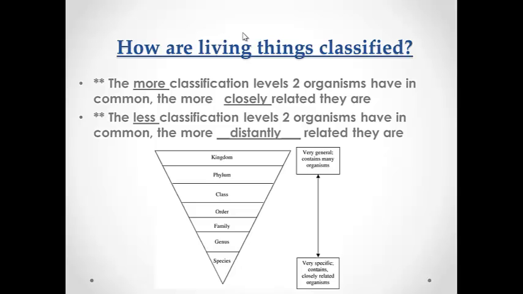The more classification levels two organisms have in common, the more closely related they are. We said this on the first slide earlier when we were talking about the cladogram. The fewer classification levels two organisms have in common, the more distantly related they are. Okay?